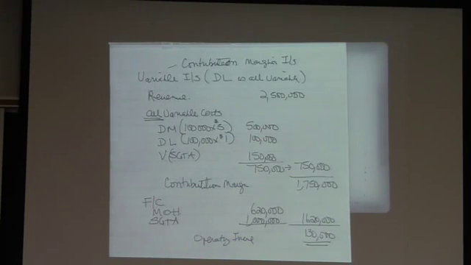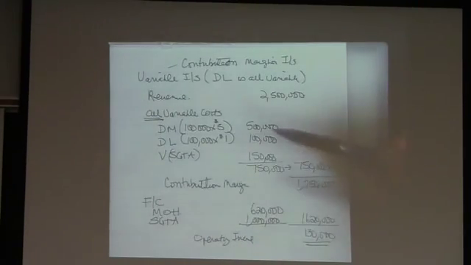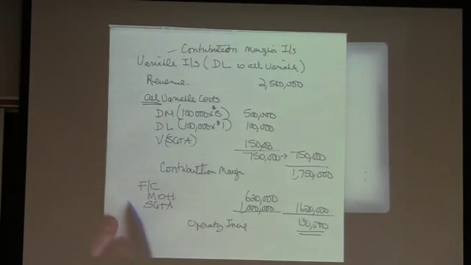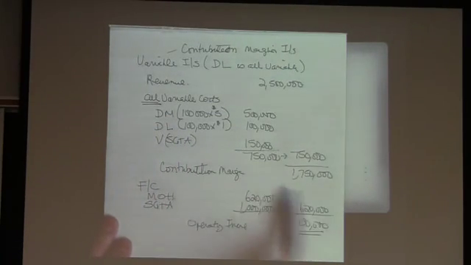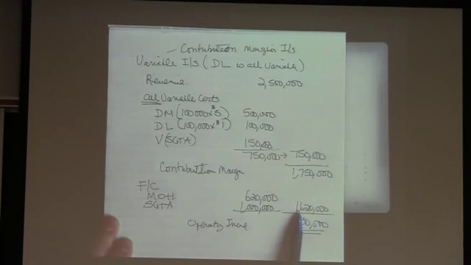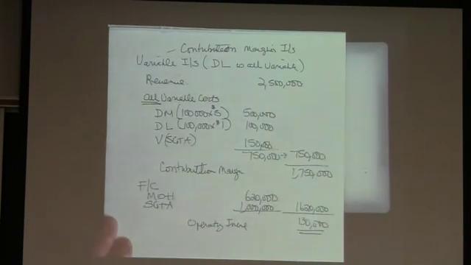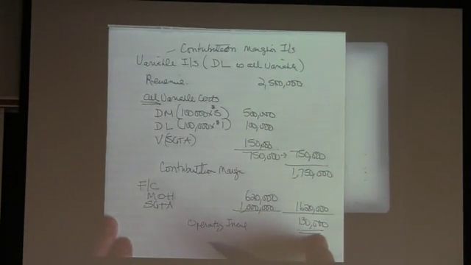Now, we could assume that the direct labor is not fixed, and we can do that. All we would need to do is move that down to here. That changes the contribution margin: that decreases this, that increases this, and that increases the fixed cost, resulting in the same profit.